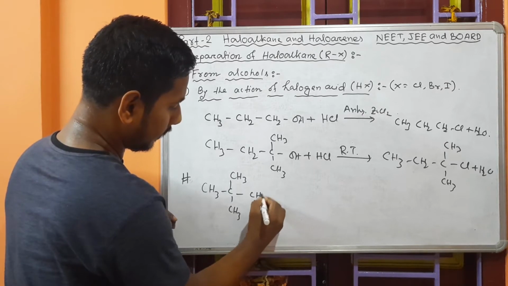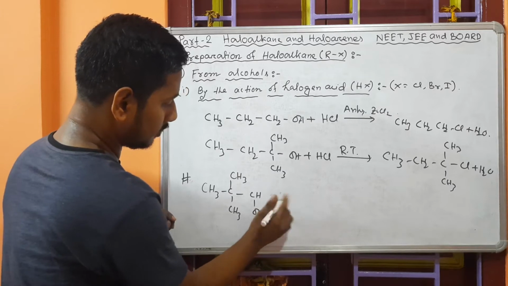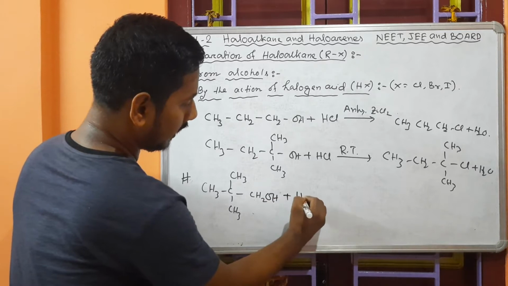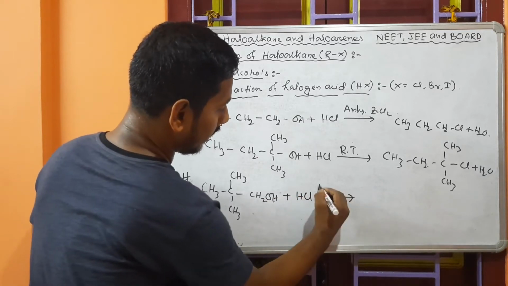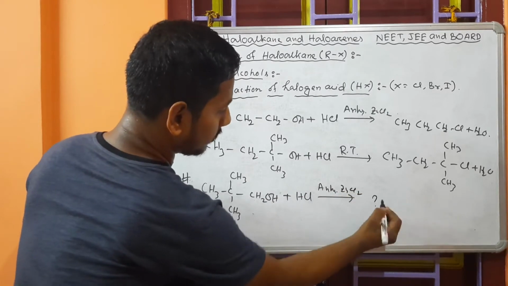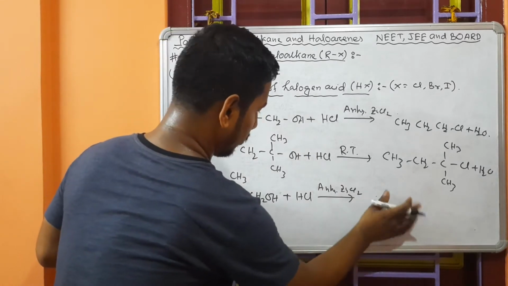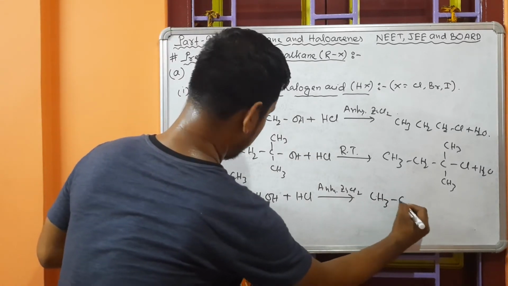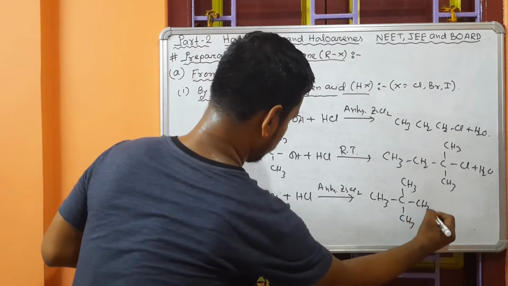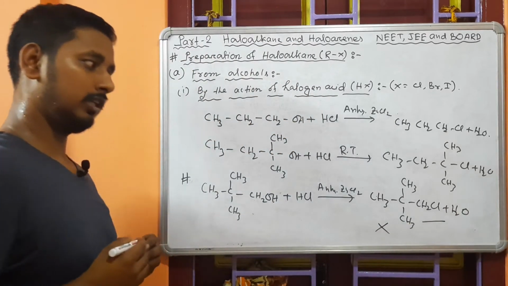Now I'll give one question to you, that if you have CH3CH2OH, okay, say this is your CH2OH, and you give HCl and anhydrous ZnCl2, and what is the product? So you may say that the product is very simple. The product is CH3CH2Cl plus water. But this is the wrong one. This is not the correct one.